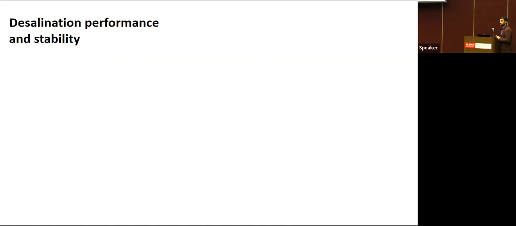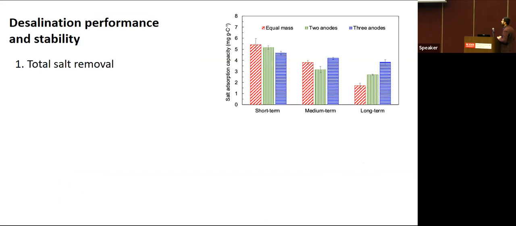Now, when carbon is oxidized, in the long term, the salt removal would change. So we measured the salt removal in the three configurations: the cell with 1:1 mass, anode to the cathode, the cell with 2 times greater anode mass than the cathode, and then the cell with 3:1 anode to cathode mass ratio. In the short term, the cell with 1:1 mass ratio, the red bars, the salt absorption capacity was slightly greater than the other cells. That's in the short-term cycling.